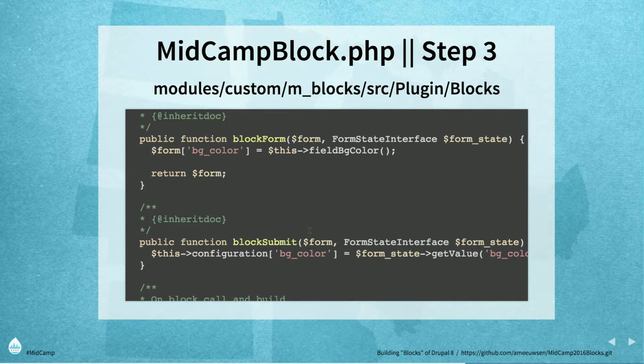So as I said before, form state interface is now an object, and there's a method for it, get value, and you just pass it the key that you defined up here. Does that make sense? I feel like I'm going really fast. Anybody have any questions? Feel free to stop me. I know it's a lot, but so there's your submit. So now you're officially taking what's out of the form that's been submitted and you're putting it into your block.